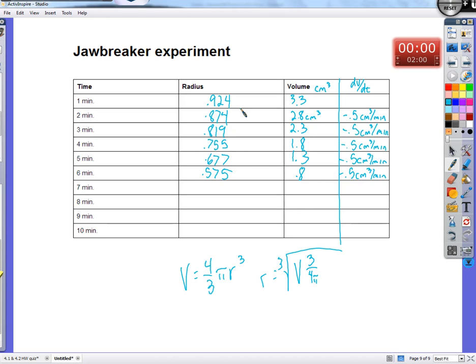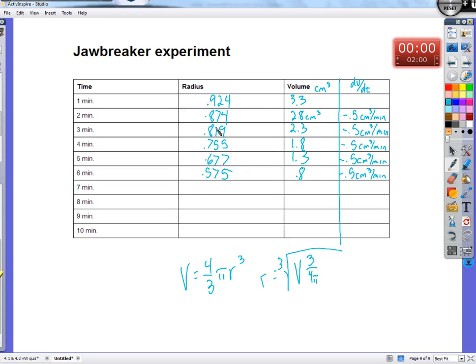Even if we find that between here and here there's a change of negative 0.055 centimeters, what does that even mean? When is the radius decreasing that quickly? Between 2 minutes or 3 minutes? That's the average rate of change over that 1 minute. It's a slope between this point and that point, but this isn't a straight line.